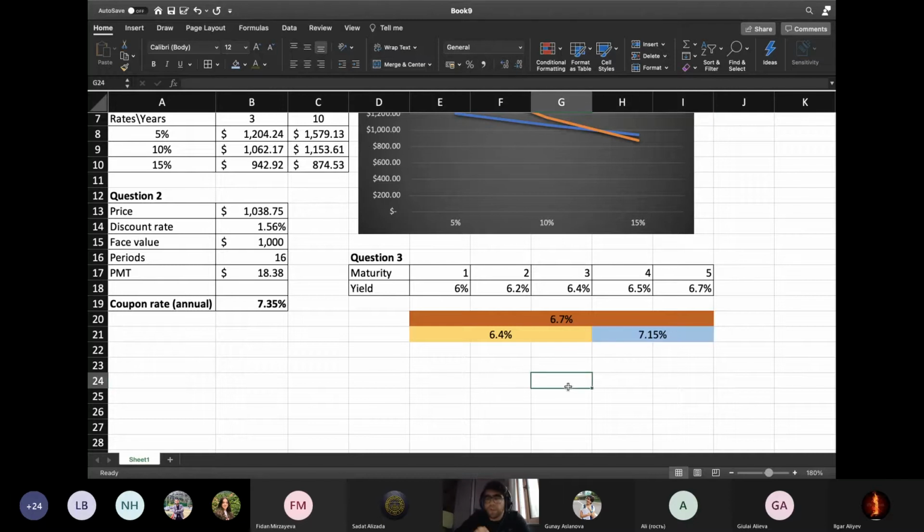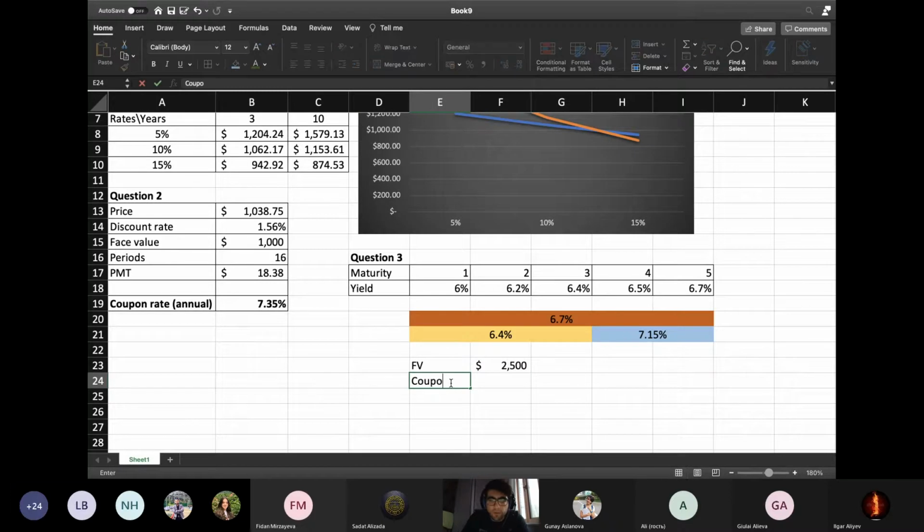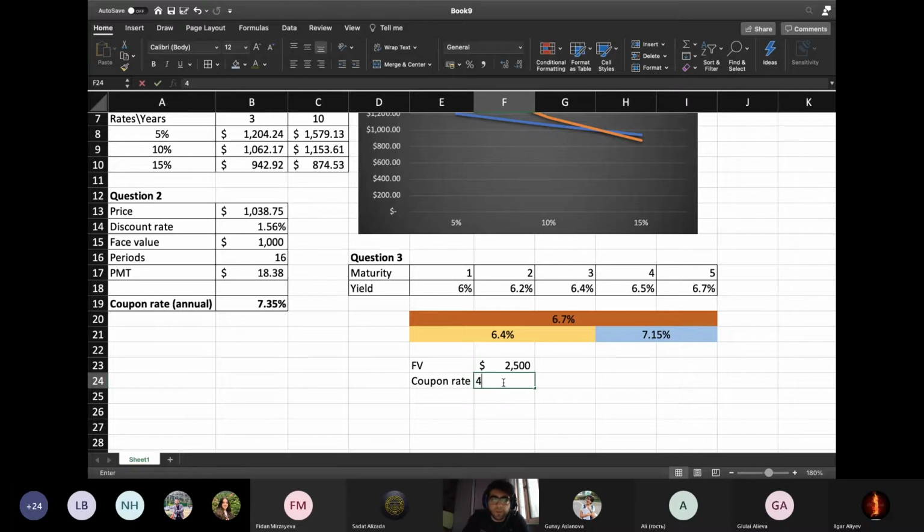So our yield, the bond's yield, is 7.15%, which we will be yielding 3 years from now. Let me write the givens. The face value is 2,500. Coupon rate is 4%, which means our coupon payment is equal to face value multiplied by coupon rate.